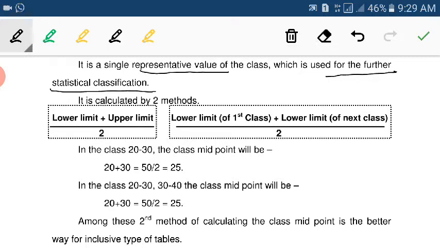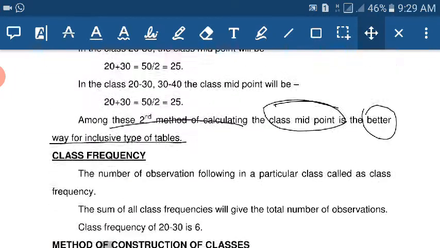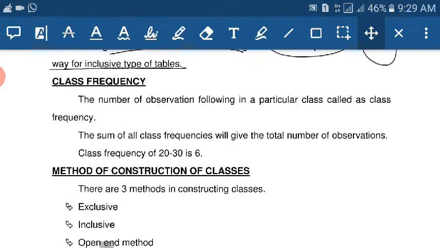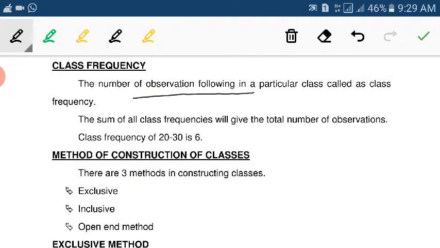In the class of 20 to 30, the class midpoint will be 20 plus 30, 50, divided by 2, 25. In the classes 20 to 30 and 30 to 40, the class midpoint will be 20 plus 30 is equal to 50, by 2, equal to 25. Among these, the second method of calculating the class midpoint is a better way of inclusion in the tables. Class frequency: the number of observations falling in a particular class is called the class frequency. The sum of all the frequencies will give the total number of observations. Class frequency of 20 to 30 is 6.